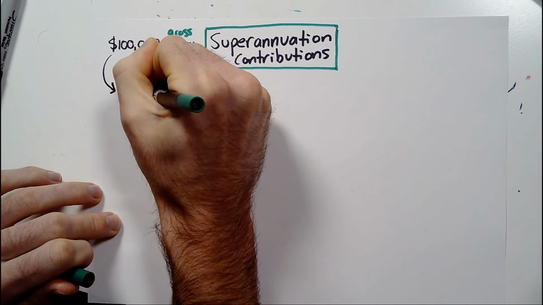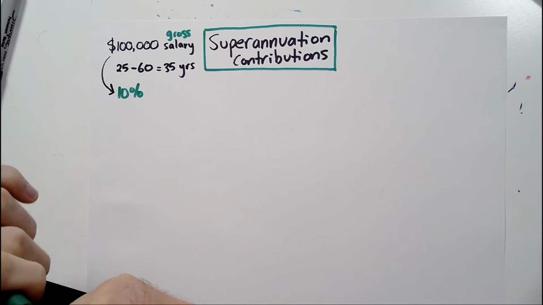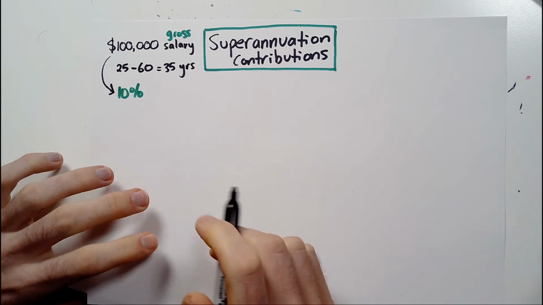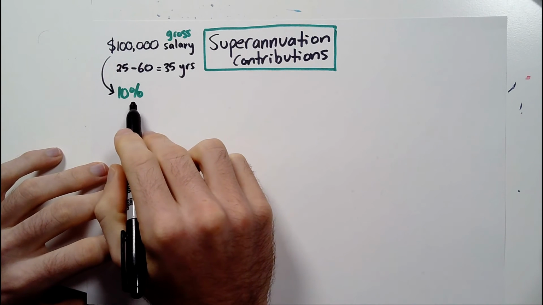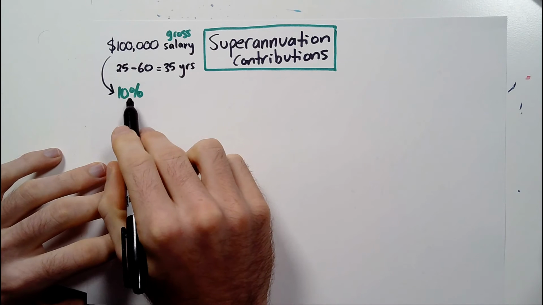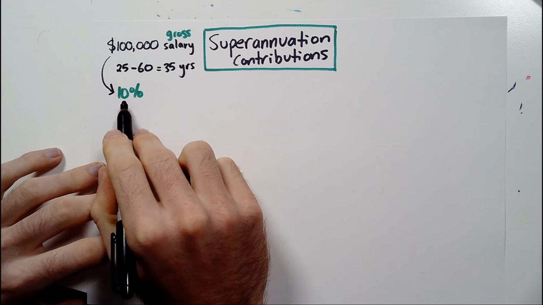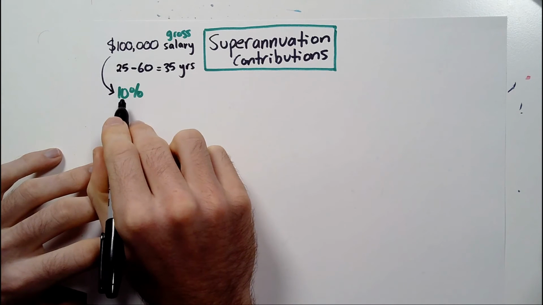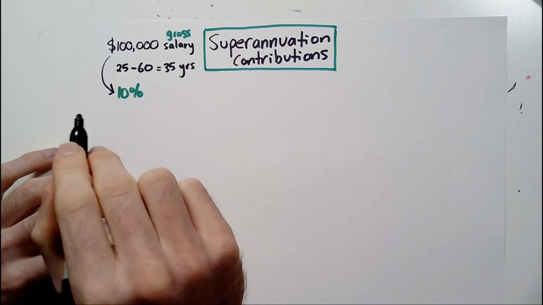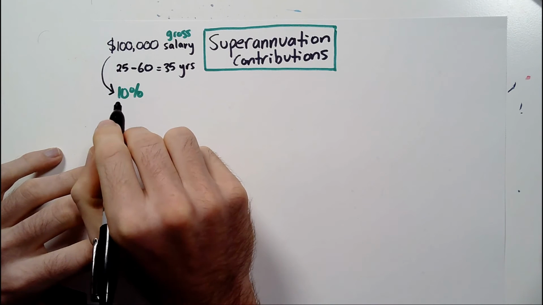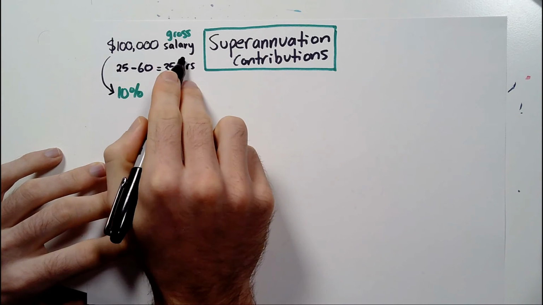At the time that I was recording this, in Australia, it was 9.5%. But this year it is set to go up to 10%, and in about 4 or 5 years, it's actually going to go up to 12%. But for now, let's assume that the superannuation contribution that is mandatory, that the employer has to make for you if you work for them, is going to be 10% of your gross salary.